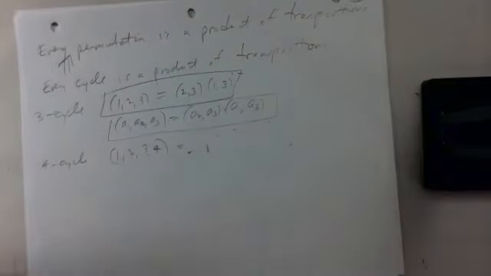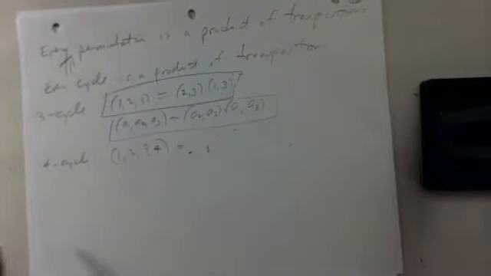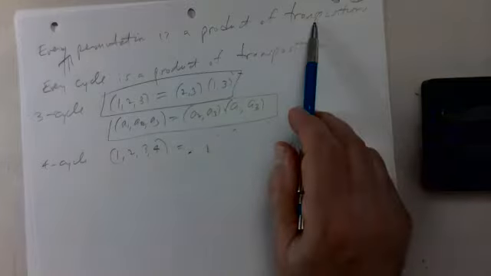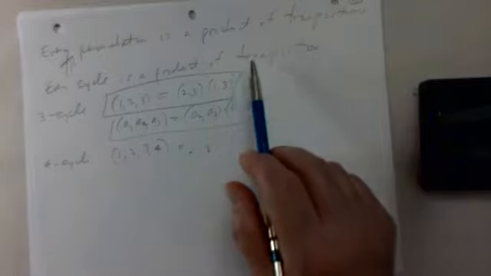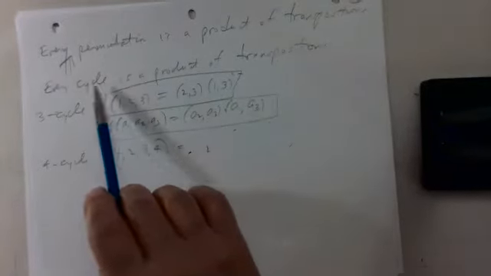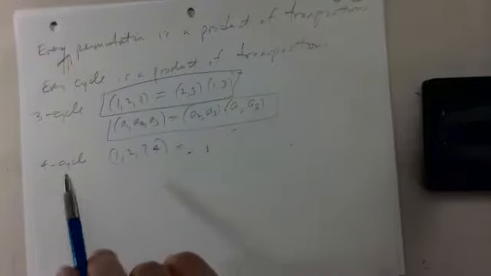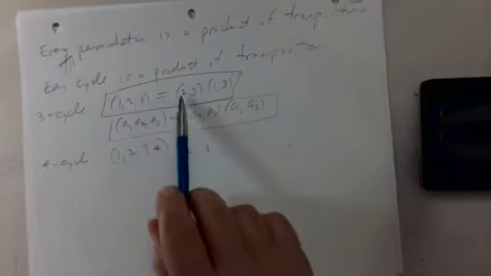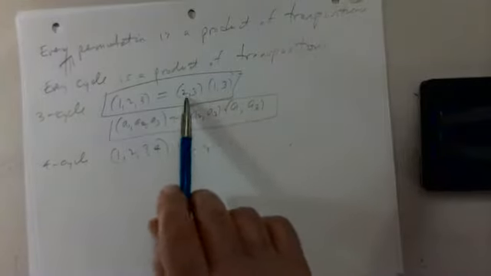And an important fact is that every permutation, in fact, can be written as a product of transpositions. And the simplest way to do that is to write your permutation as a product of cycles and then write each cycle as a product of transpositions. So if you take a 3-cycle, (1 2 3), that's the product of 2 transpositions, (2 3)(1 3).